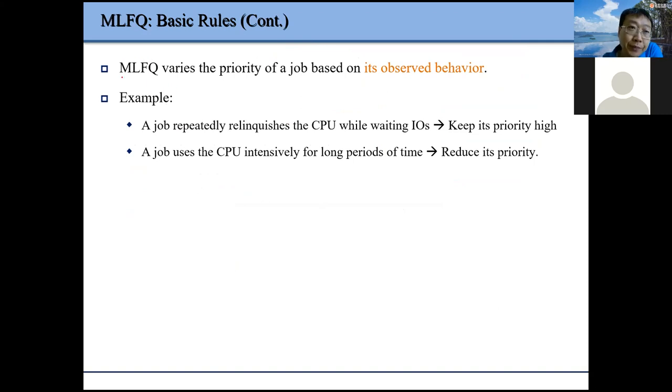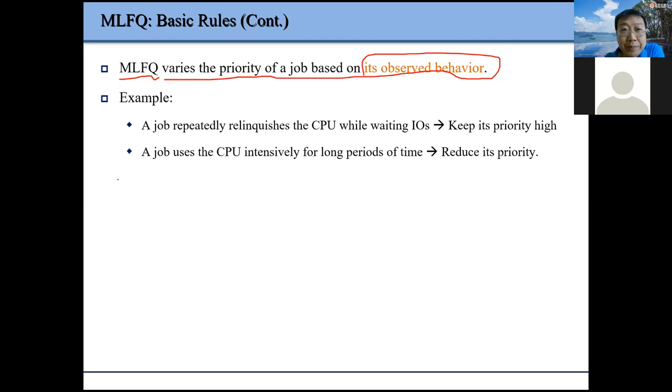Then our assumption may not be true. In the beginning, we assume this job can be finished in a very short time, so we put this job onto the topmost queue. However, after this job uses up its time slice on a particular queue, it still needs more time. In this case, we can change the priority based on the observed behavior.